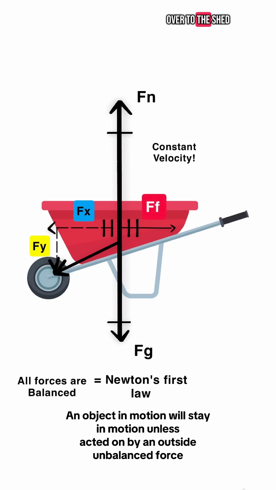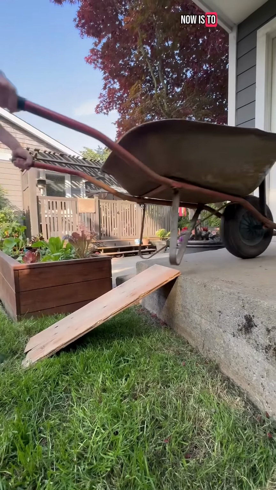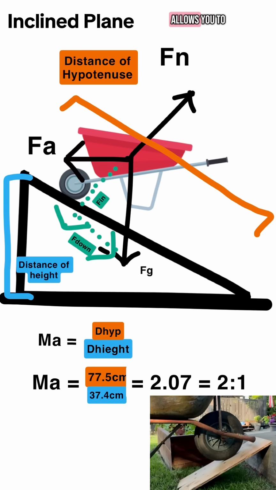While taking it over to the shed, we can see that Newton's first law is in play. Now that we've gotten the wheelbarrow to a constant velocity, all the forces are balanced, clearly demonstrating Newton's first law of motion. All that's left now is to take it up an inclined plane. An inclined plane allows you to move an object up a y-axis with a lot less effort. The way to calculate the mechanical advantage for an incline is the distance of the hypotenuse over the distance of the height. Looking at the measurements taken, we can see that we get a 2 to 1 mechanical advantage.